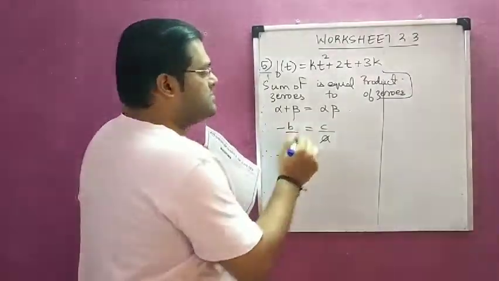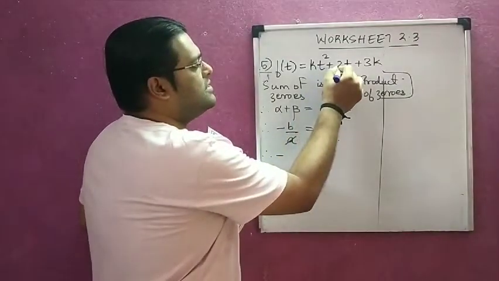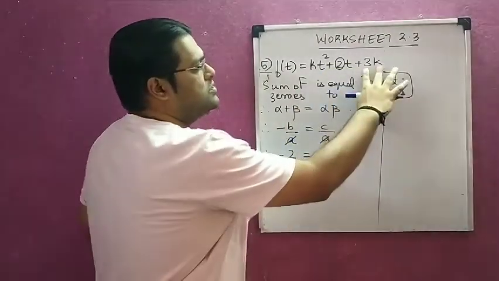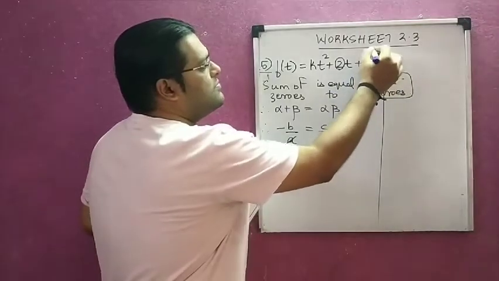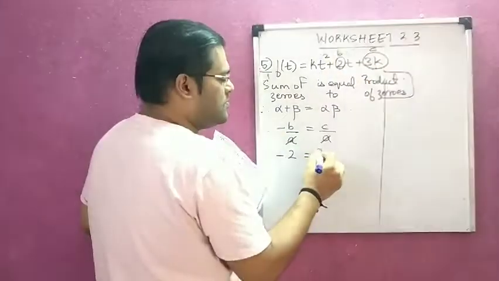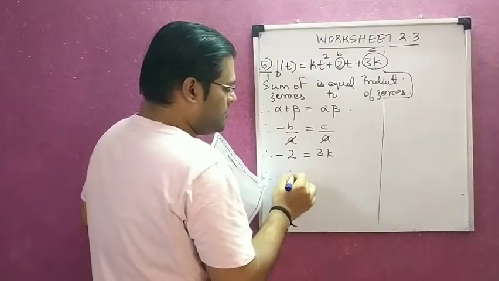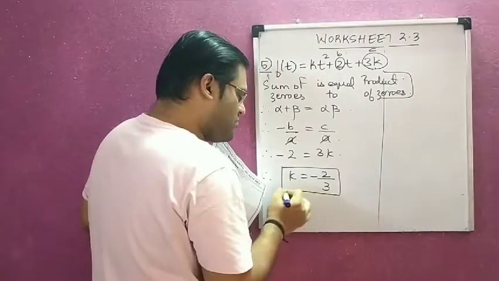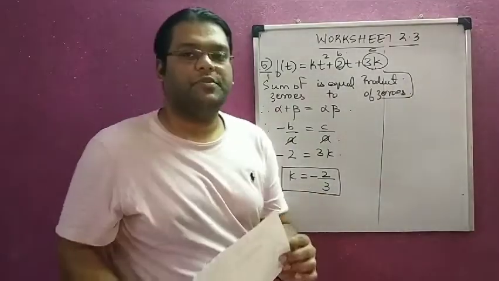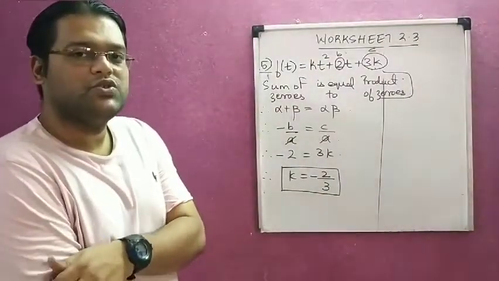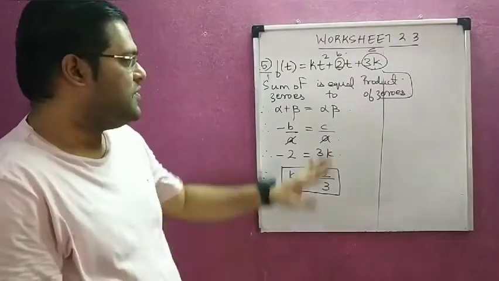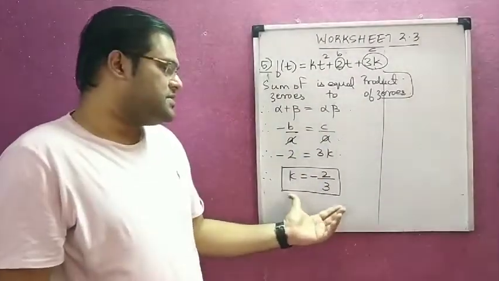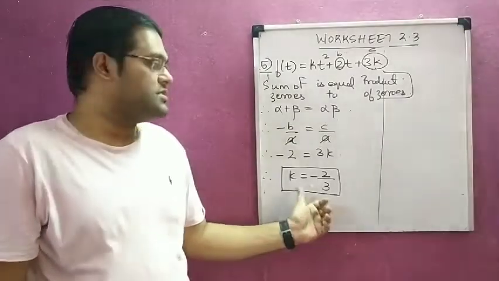Now what is b? Right? So I can say 2. What is c? So I can say 3k. This is c, this is b. So what is k? K will be minus 2 upon 3. Right? K will be minus 2 upon 3. So please verify your answer carefully, and if any mistakes, please make the necessary correction.